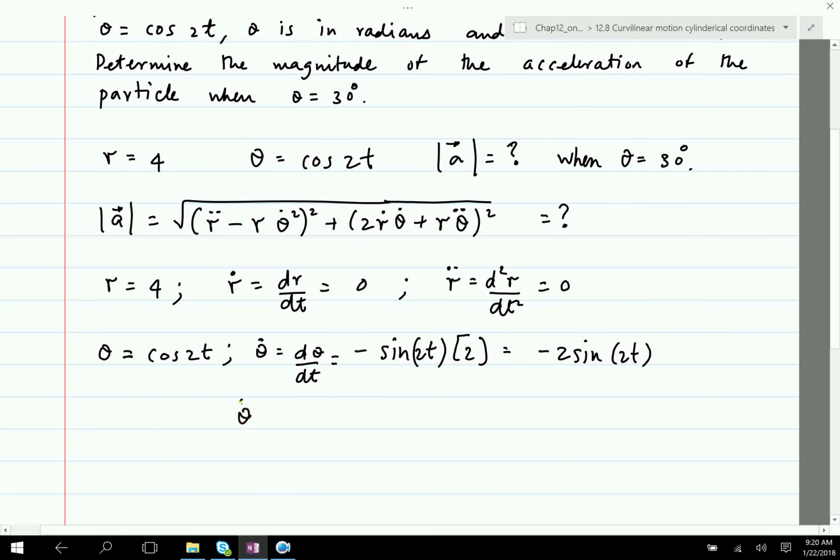We also need to find theta double dot, which is d squared theta dt squared. That's going to be minus 2 as it is, then the derivative of sine 2t, which is cosine 2t, times the derivative of 2t, which is 2. So it's minus 4 cosine 2t.